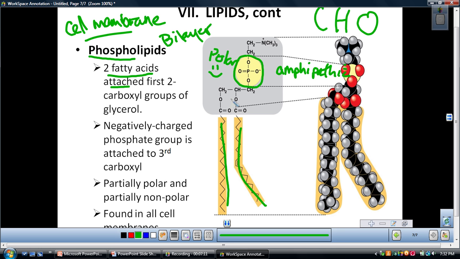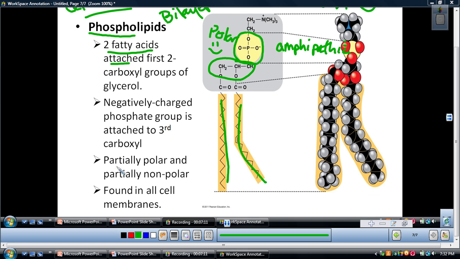And we still have a glycerol. The glycerol is in this section. And we also have this phosphate functional group attached to it. So this gives it that partial polar, partial nonpolar ability. So this part is hydrophobic. This part up here is hydrophilic.